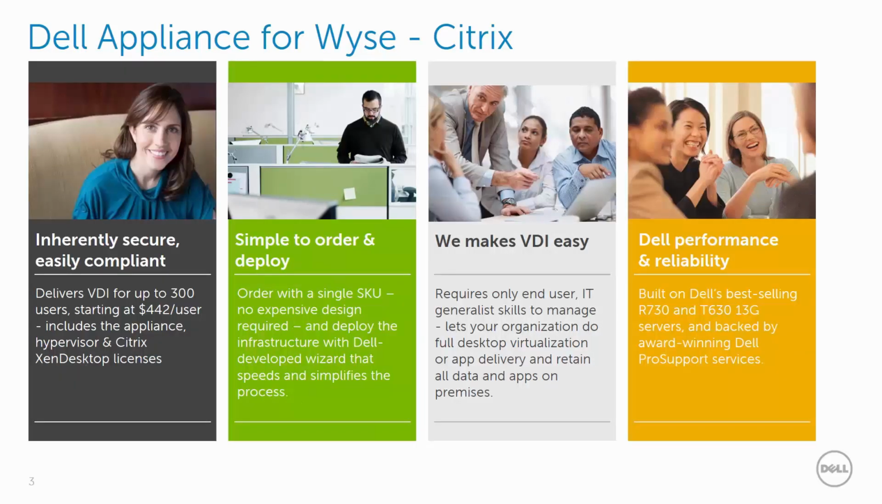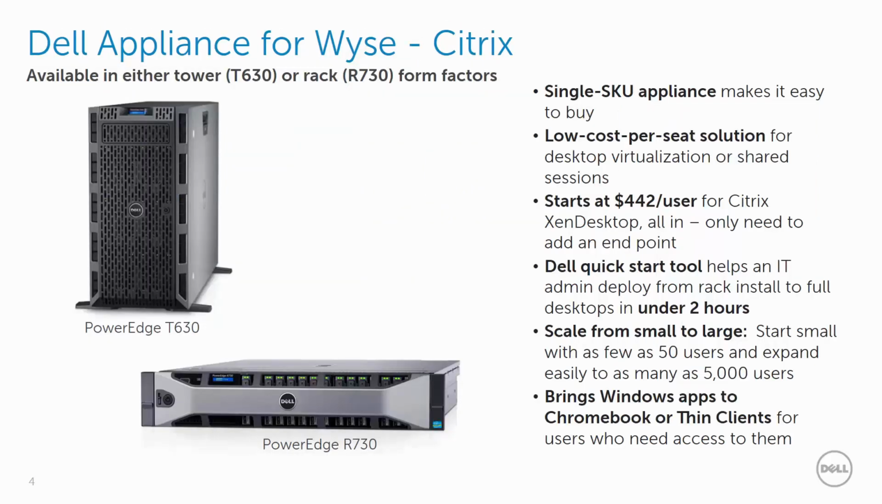This new appliance enables customers to order all the needed software and hardware with a single SKU. System performance and reliability are backed by Dell's award-winning ProSupport services, so customers can rely on Dell and Citrix for technical support. The new Dell Appliance for Wyse and Citrix comes pre-configured from the factory with Microsoft's Windows 2012 R2 and Hyper-V on either a Dell R730 rack mount server or on the Dell T630 tower server.